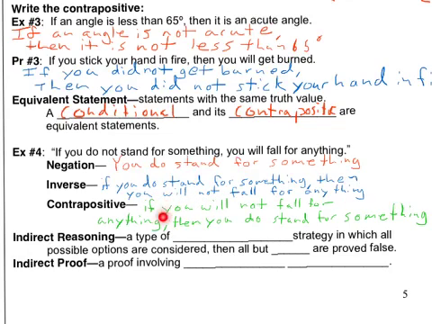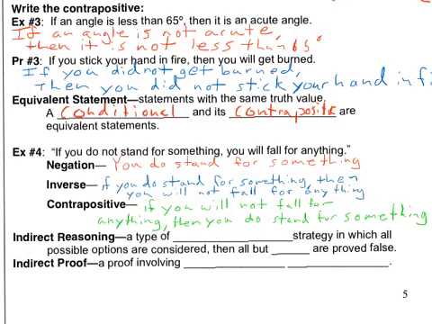And the contrapositive, we switch everything around and we add the not in, or take away the not depending on what's going on. So this one reads, if you will not fall for anything, then you do stand for something. And that's it for 2.3. I'll do indirect reasoning on the next video.